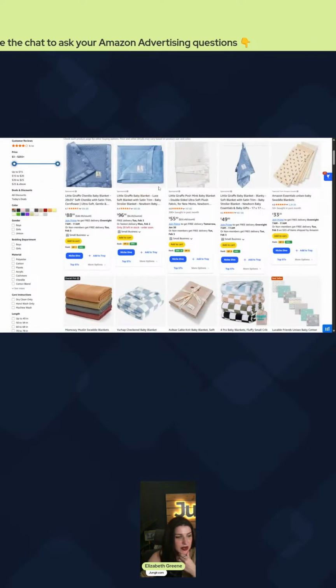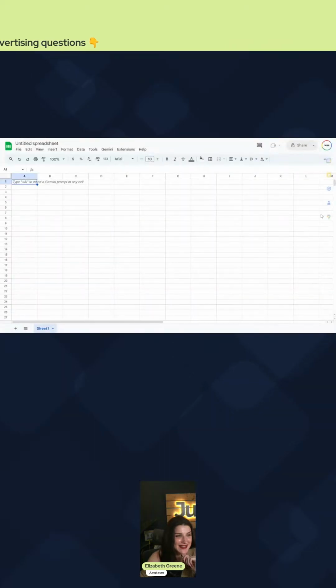Yes, so the prices vary differently, right? You're seeing $88, $96, $49. Okay, so here are the evaluations. Let me just pull up a spreadsheet. Let's see if I can do math. Can we do math on the fly, right?